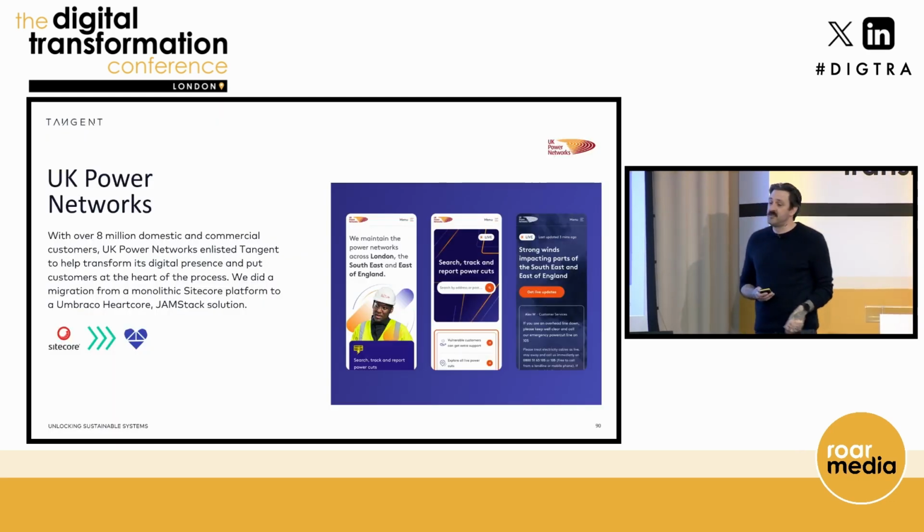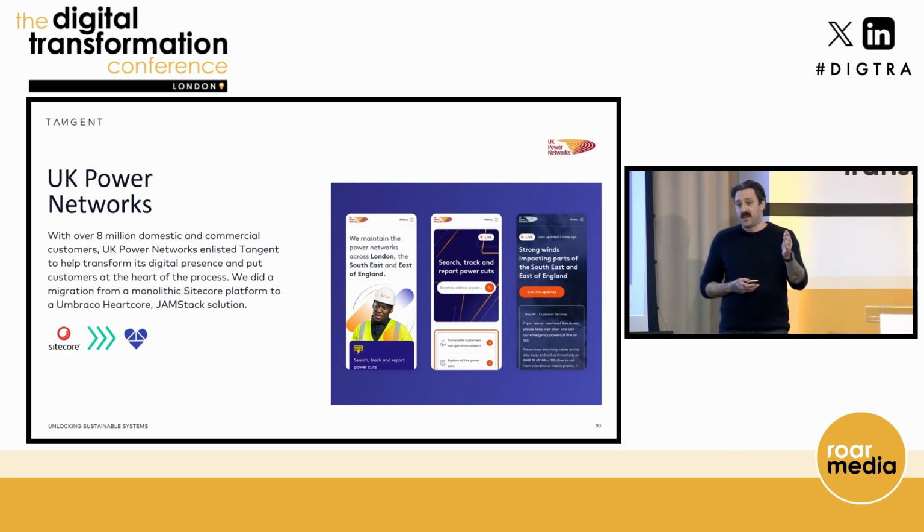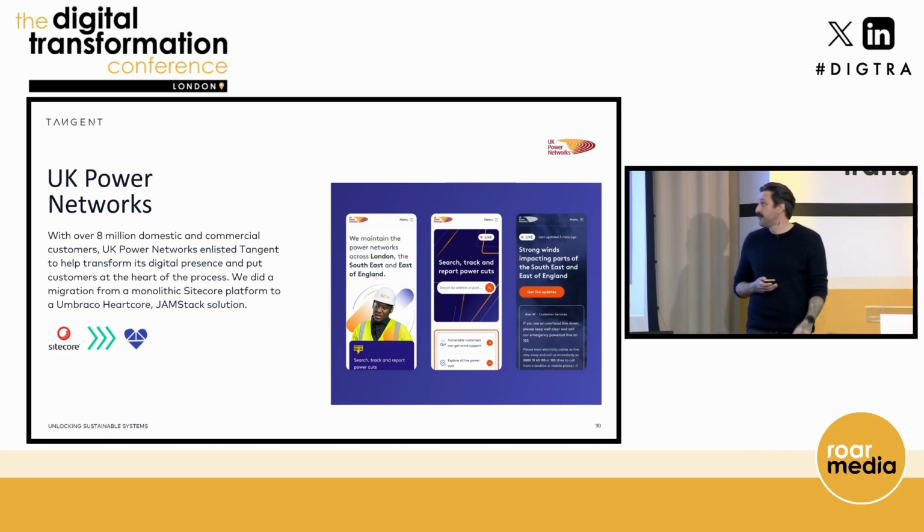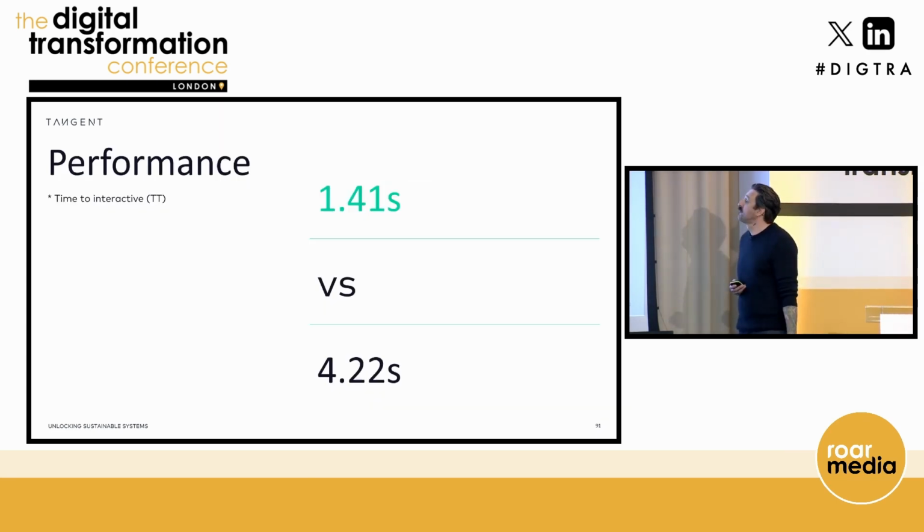Now, we implemented this for UK Power Networks. They are an infrastructure provider for the southeast and London. They keep the power on for 8 million homes, and during events like storms, like today with Babette, I think it's called, they get large numbers of users going onto the website because there's people reporting power cuts. We did a digital transformation for them, taking them from Sitecore and moving them to a headless platform called Umbraco Heartcore, and here are some of the benefits or the results.